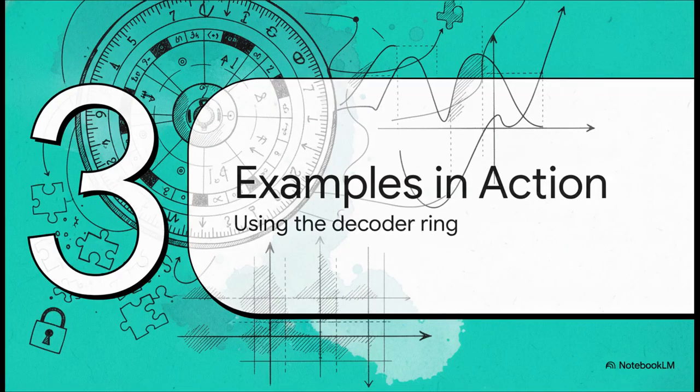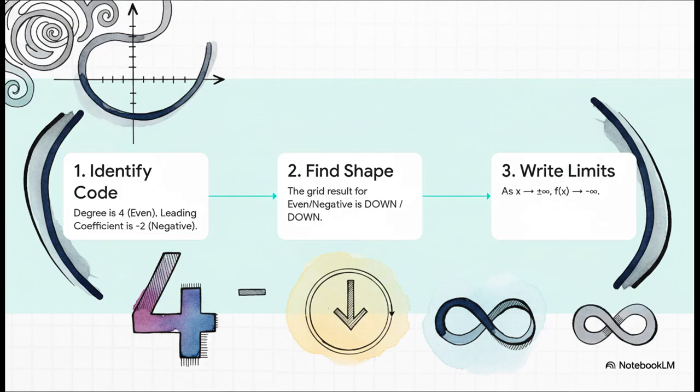Okay, Section 3, Examples in Action. Enough with the theory, let's get our hands dirty and put this new decoder ring to work on some real functions. Let's kick things off with a nice, clear example. F of x equals negative 2x to the 4th plus x. Step 1, we find our code. The highest power, the degree, is 4. That's an even number. The coefficient on that term is negative 2. That's negative. So step 2, we look it up on our grid.